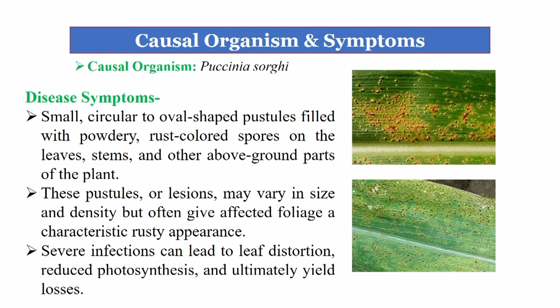These pustules or lesions may vary in size and density, but often they give the affected foliage a characteristic rusty appearance. Dear learners, this is very common. If you observe the area where rust has appeared, you can easily identify this rusty appearance over the leaves. And at the time of severe infection, it can lead to distortion and reduction of photosynthesis.